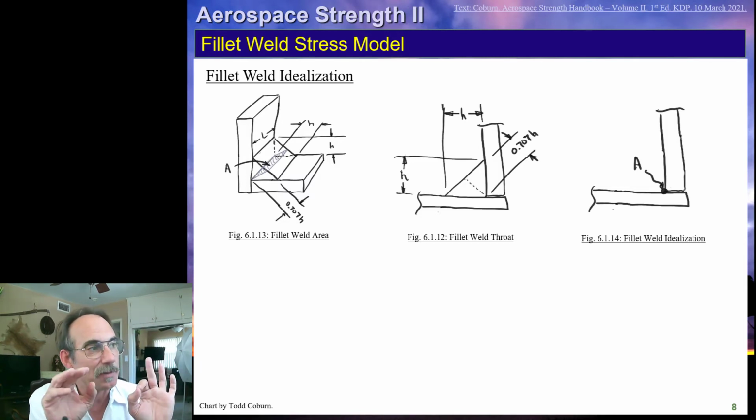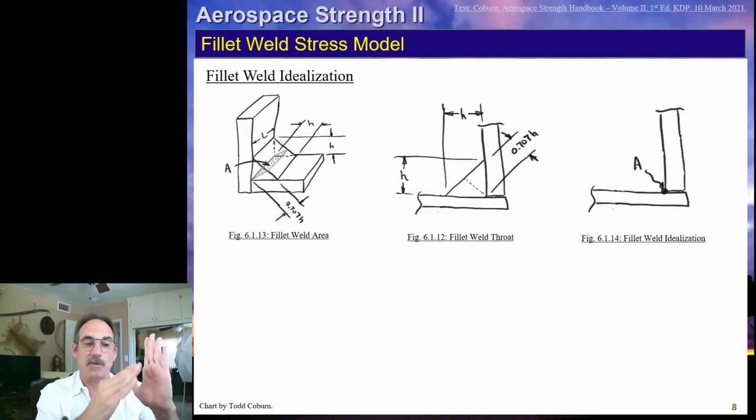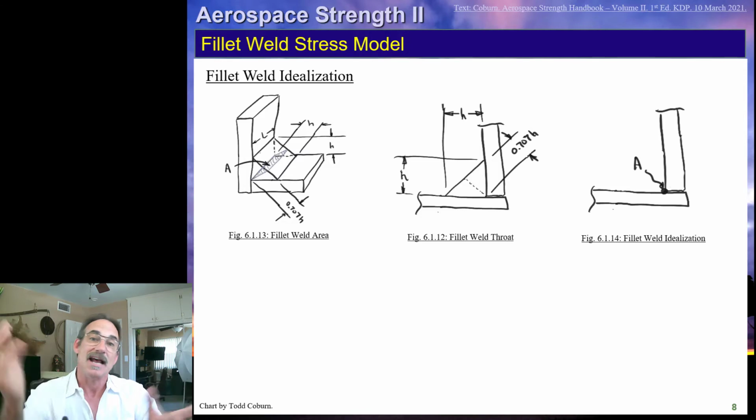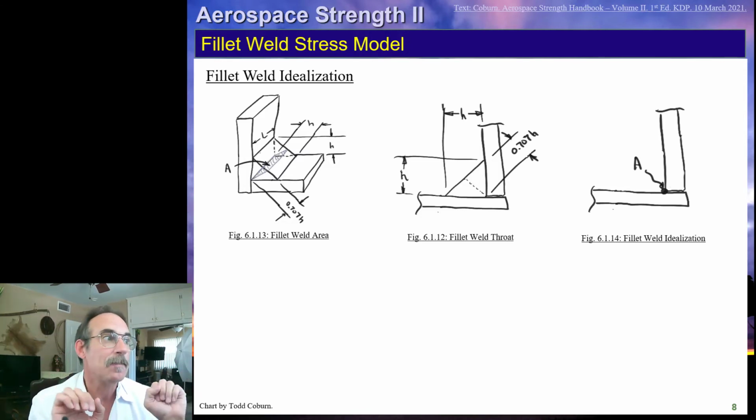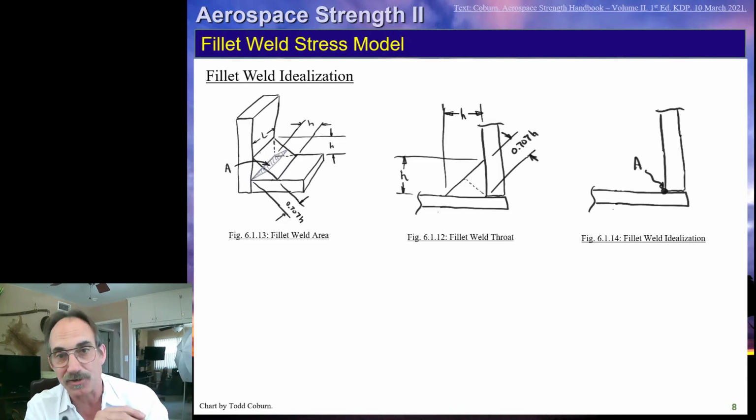Now unfortunately, for whatever reason, I chose different orientations for these three pictures. In the leftmost picture, I have two plates with a fillet weld over here, and in the right two pictures, I have the fillet weld on the other side. It's the same idea. These aren't the same weld. The left picture is one weld. These other two pictures are a different weld.